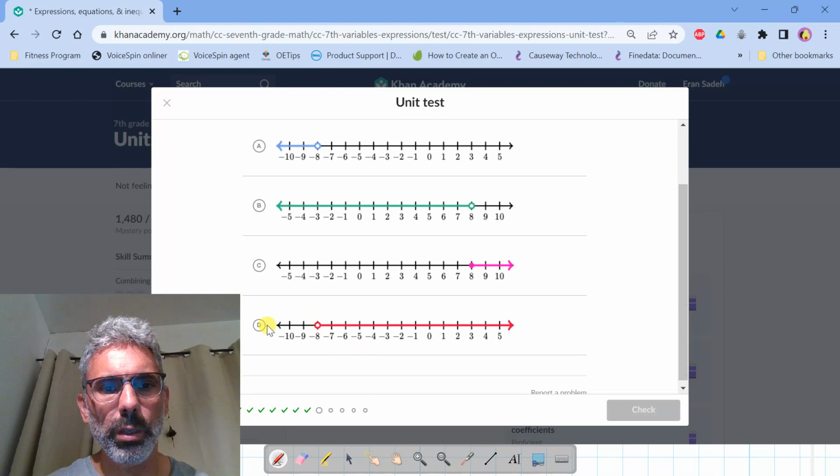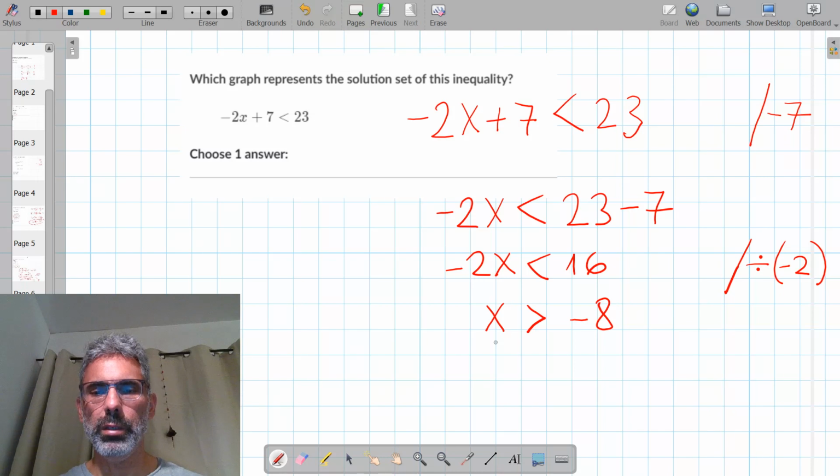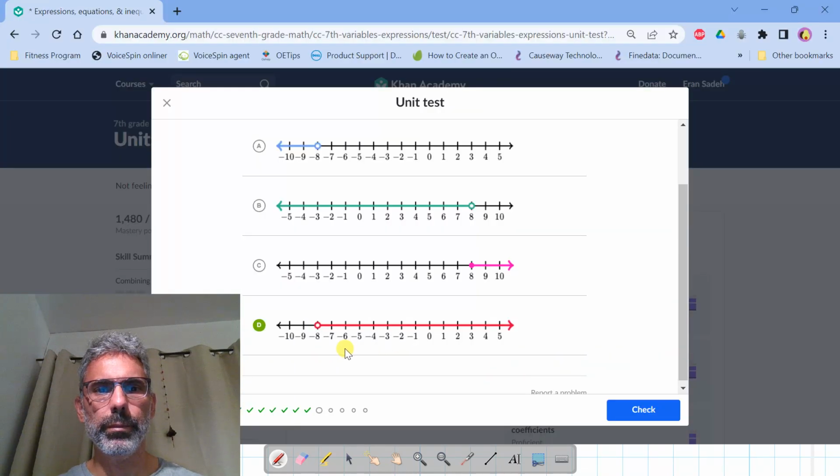Okay, so here option D shows us that all the numbers on the graph to the right of minus 8 represent the possible values of x, not including minus 8 because the circle is hollow, so D is the correct option. So x has to be greater than minus 8. Okay.